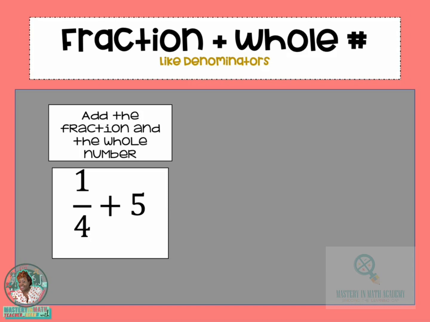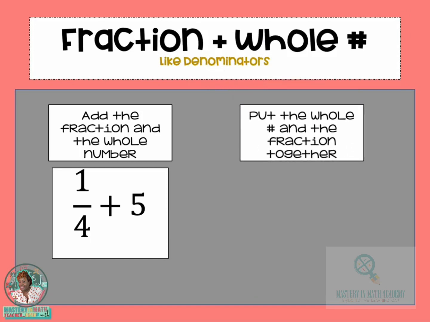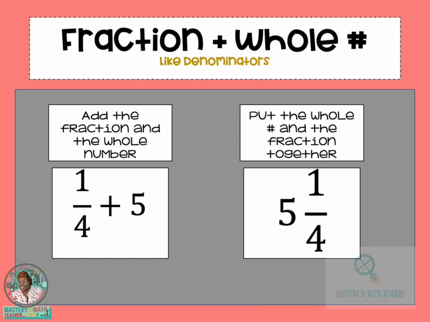So whenever you have a fraction and a whole number, a strategy you can use, which is really quick and really simple, is you put the whole number and the fraction together. What do I mean by that? You're going to do 5 plus 1/4. Take away the plus sign, and you can just put it together.